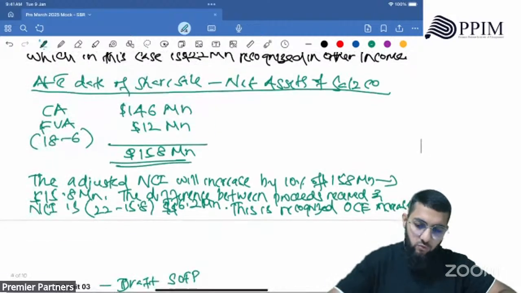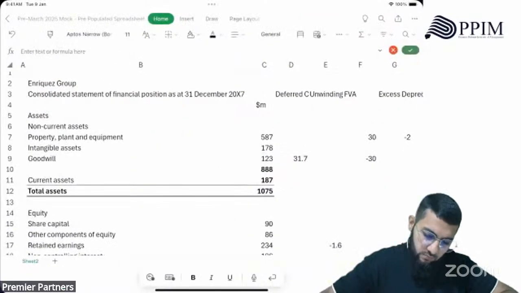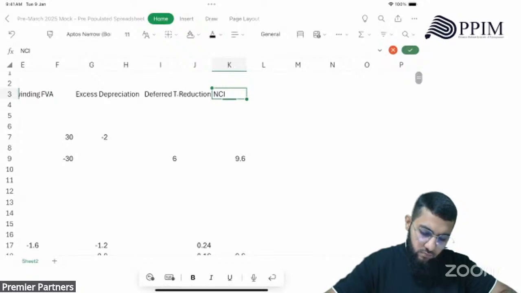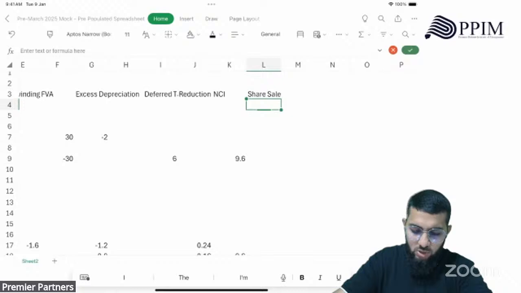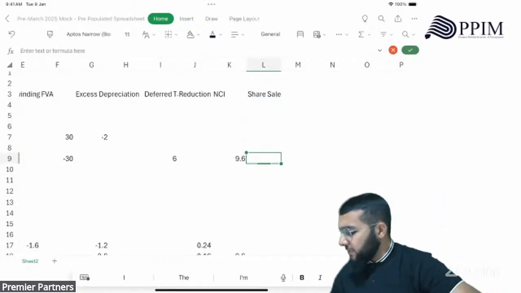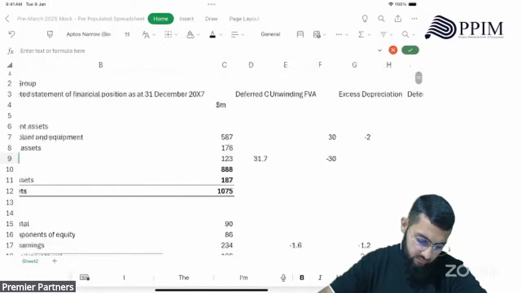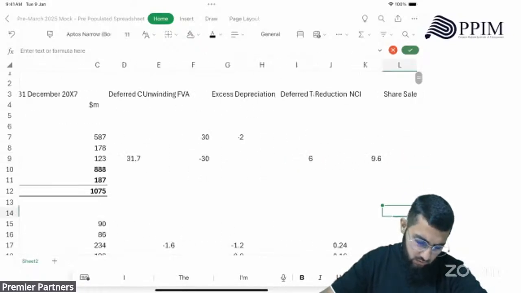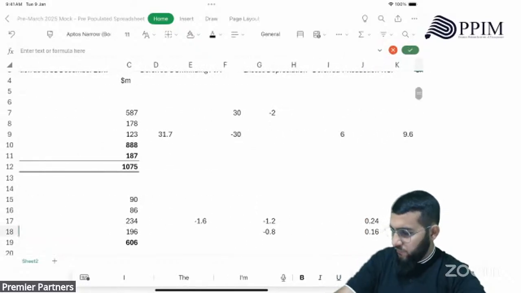That's it. Now we have to go and do the final adjustment on our pre-populated spreadsheet. With that, we complete our response. In the pre-populated spreadsheet, for the share sale, we have to ensure that we increase our NCI by 15.8 million. This is our NCI here, 15.8.